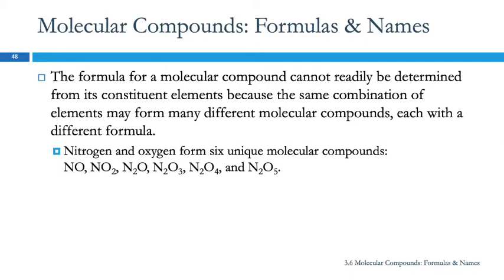We talked about naming ionic compounds, and now we'll talk about molecular compounds. Unlike ionic compounds, we can't figure out the formulas based on the charges that the elements have when they form ions, because there are no ions. And you can have the same two elements that will combine in multiple different ways. So the example here is there are 6 unique molecular compounds between nitrogen and oxygen. So the system of naming for ionic compounds doesn't work here.